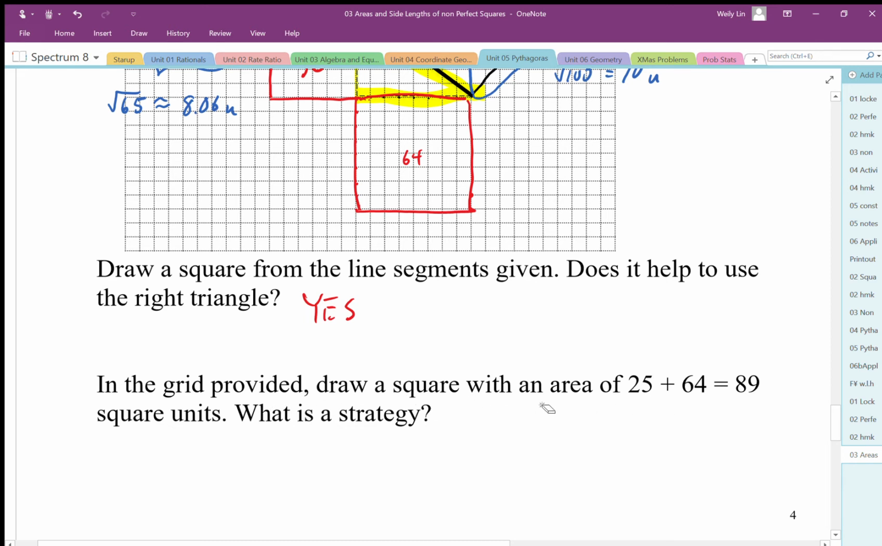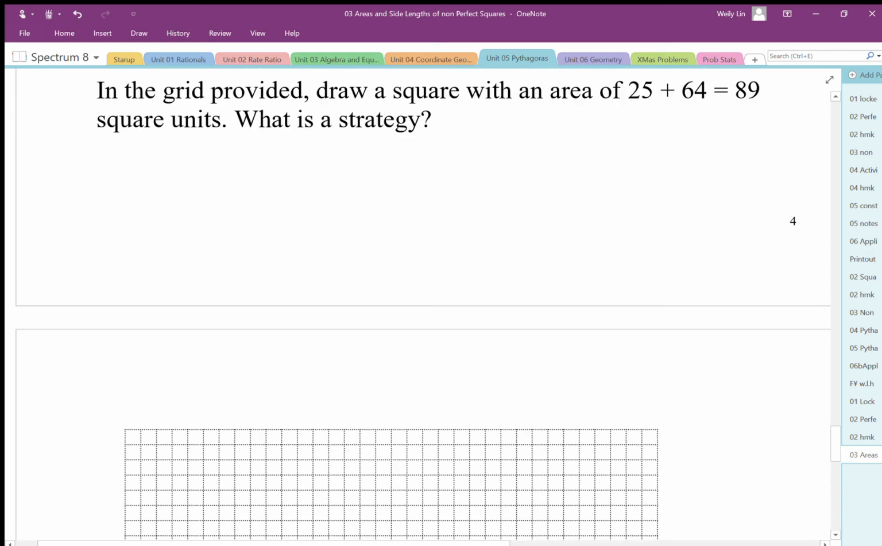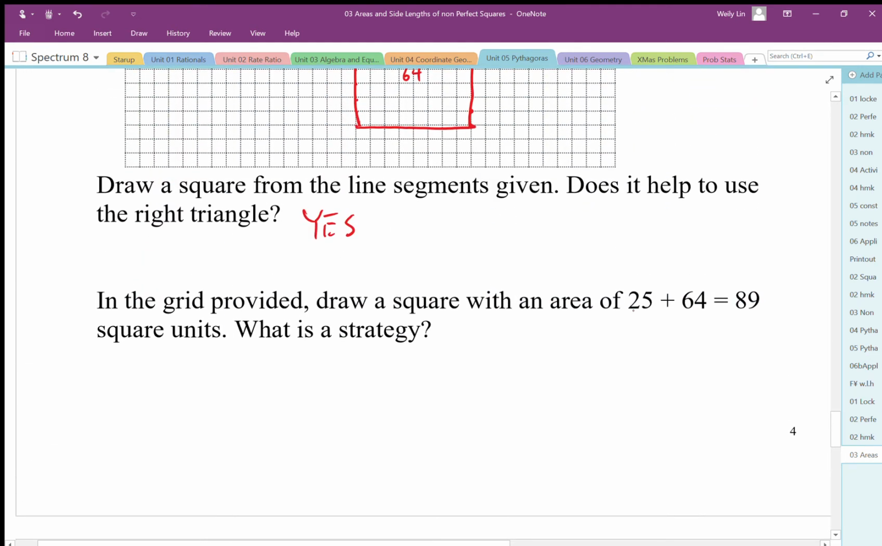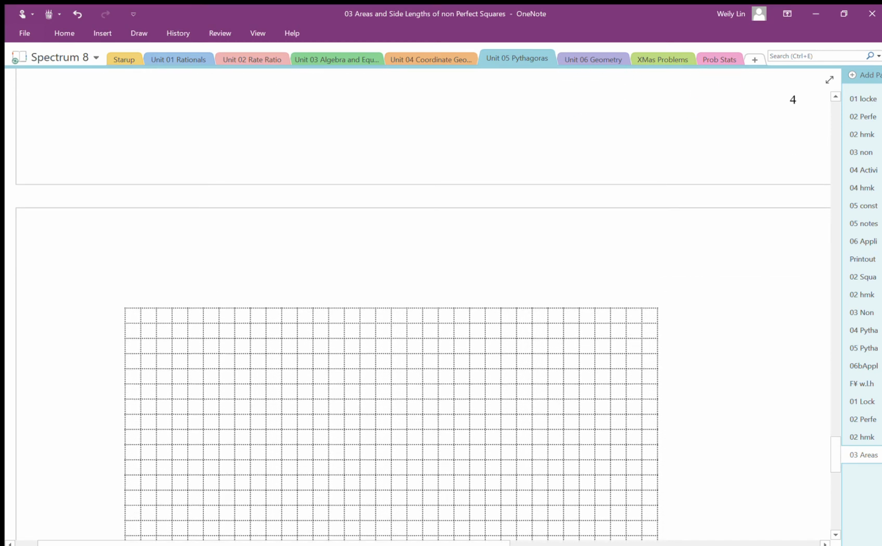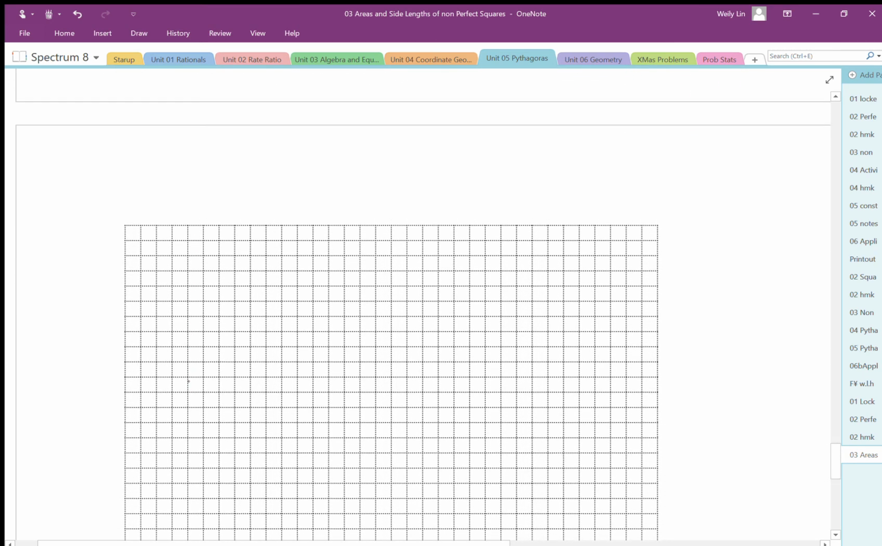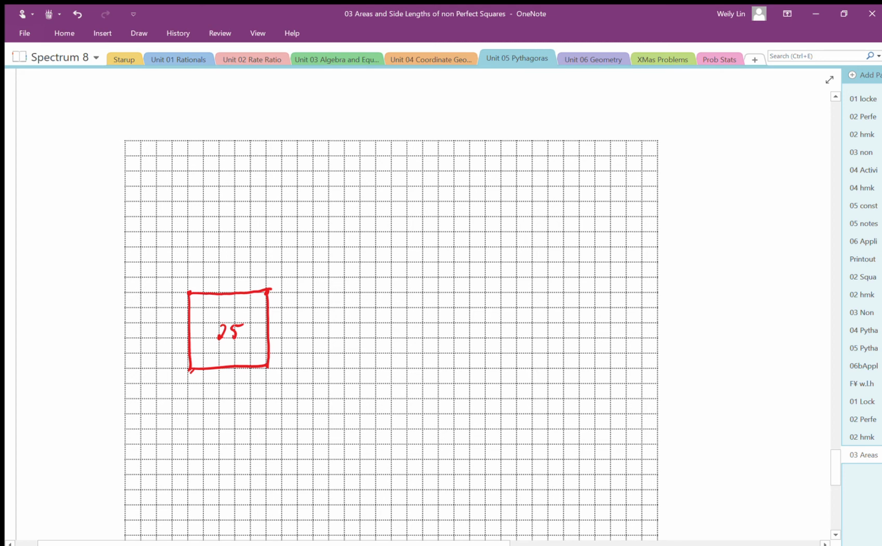On the grid provided, draw a square with an area of 25 plus 64 equals 89 square units. Yeah, that seems like a random question, but one thing I do notice is that this is a perfect square, and this is a square, and I need to draw a perfect square with 89 squares. Well, I don't know how that's going to work because I have a 25 square, so that's easy. 25 squares is going to be a 5 by 5 square. So there's a 25 square, and I know a 64 square is also a square, and I need to figure out how to draw a square with 89 squares.